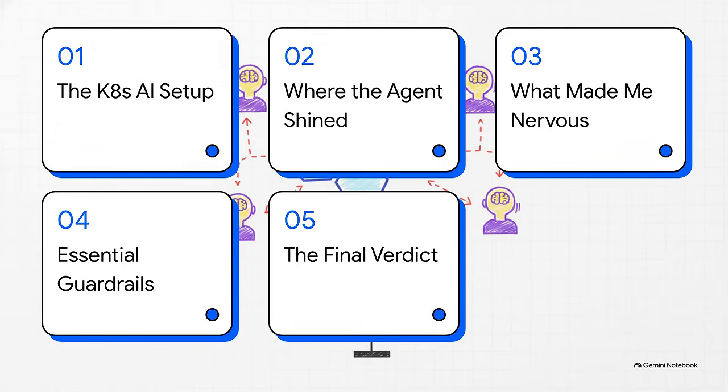So here's our roadmap for today. We'll start with the Kubernetes AI setup, then look at where the agents shine, talk about what made the operator nervous, cover the essential guardrails for deployment, and finally get to the final verdict.